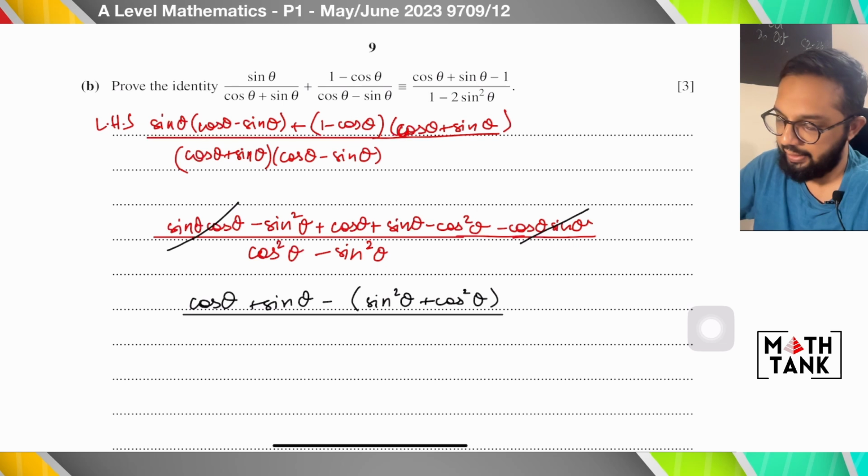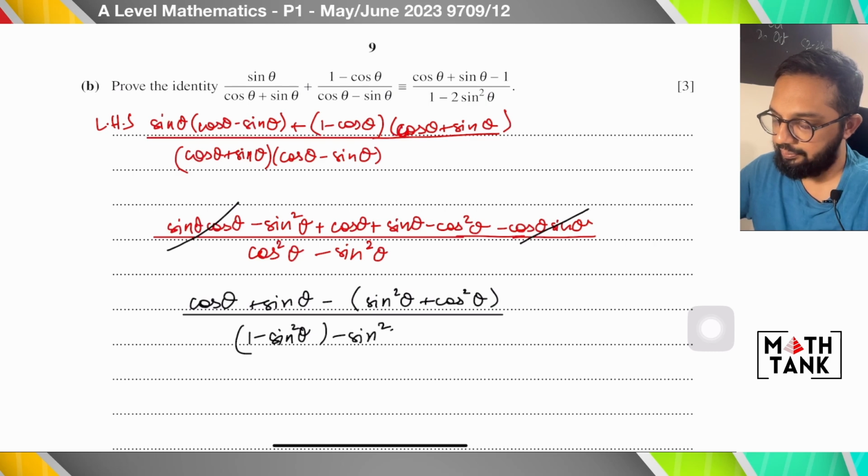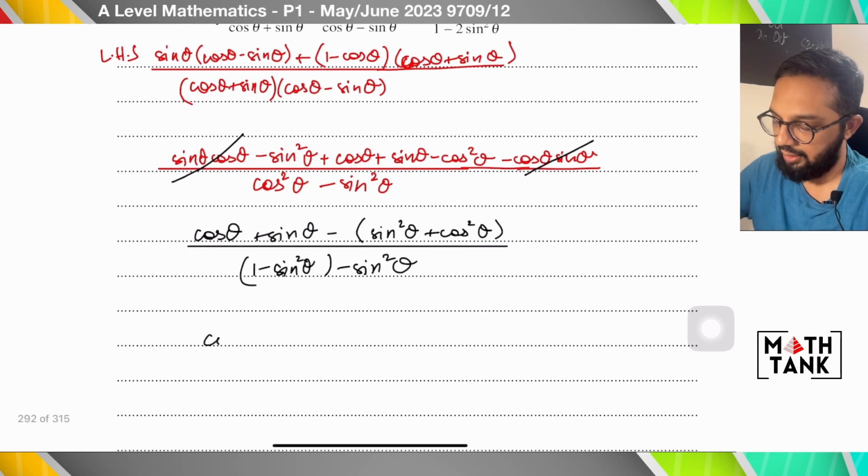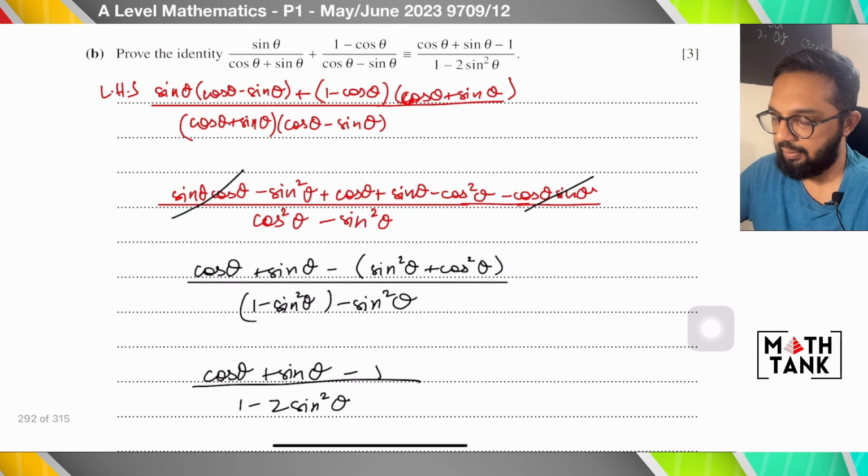In the proof that I have, I just need sine square. So I'm going to replace cos square with 1 minus sine square theta. And in the numerator, I have cos theta plus sine theta minus 1. And I have 1 minus 2 sine square theta in the denominator. And that solves my problem.